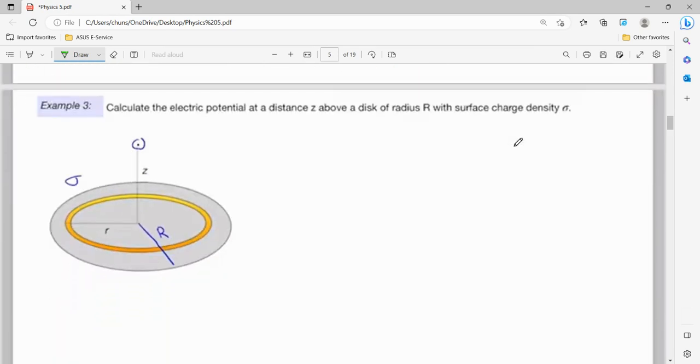And for our next example here, this also brings us back to the lecture where we talked about the electric field produced by a disk. And we are using surface charge density. So we know that our surface charge density is equal to our charge over our area, which means that this is equal to sigma times dA. Sorry, just regular A.